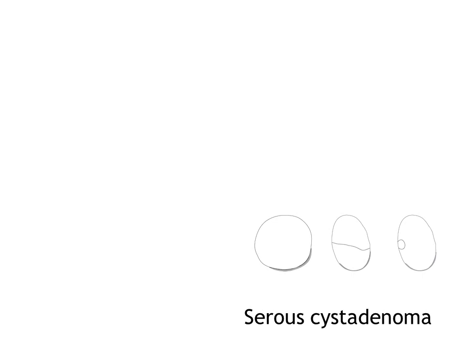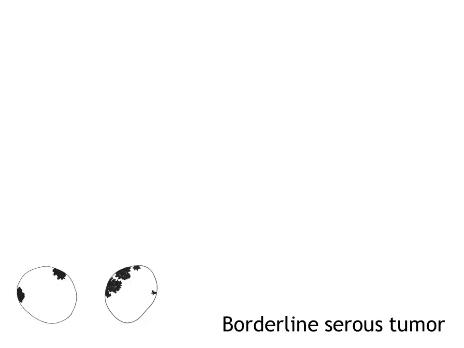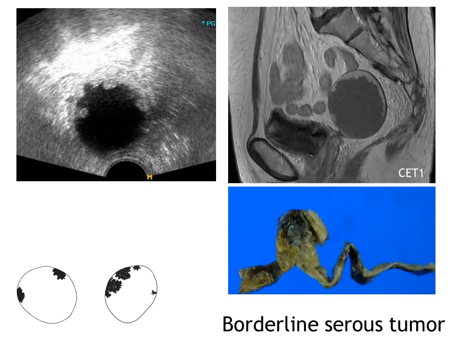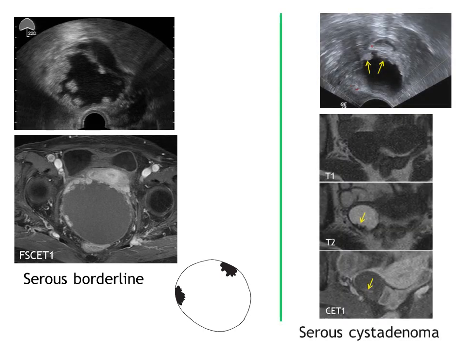This is a pattern of serous cystadenoma, and this is a case. This is a pattern of borderline serous tumor, and this is a case. This is another case of borderline serous tumor having this pattern. One thing we should keep in mind is that rarely small papillary mural lesions can be seen in benign serous cystadenoma, as in this case.